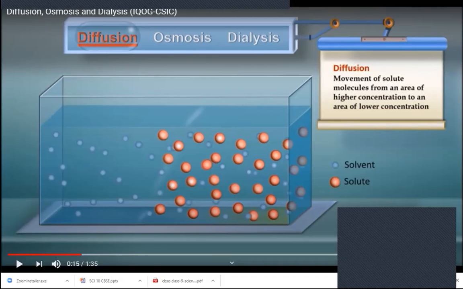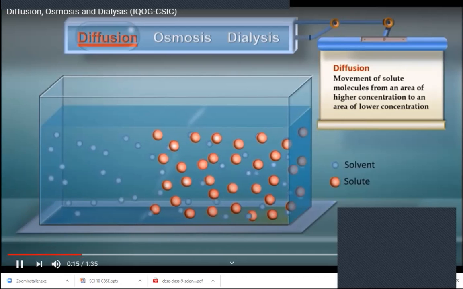And then you have solute, that means these particles. You can take it as anything, like a drop of ink, which I was showing in the photo. The moment you try to mix it, it spreads around in the whole water. Okay, so this is called diffusion.